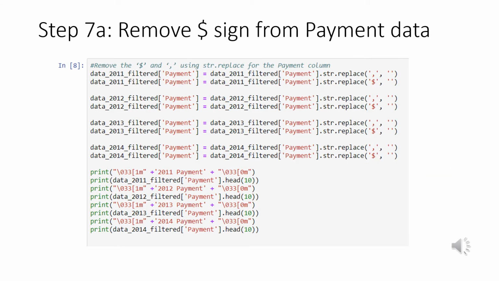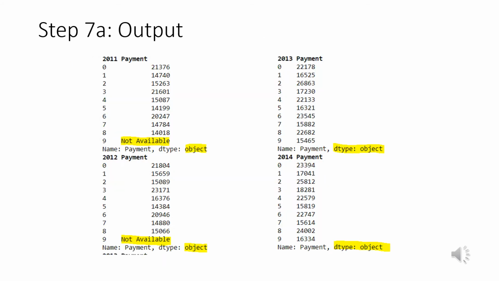You then need to remove the $ sign and the comma using str.replace for the payment column. This output shows that the $ sign and the comma have been removed. However, the data type for payment is still an object. In addition, not available should not be an entry inside the payment column. It needs to be changed.